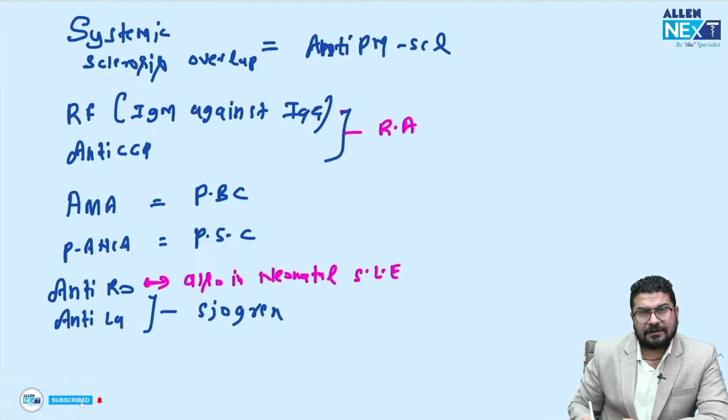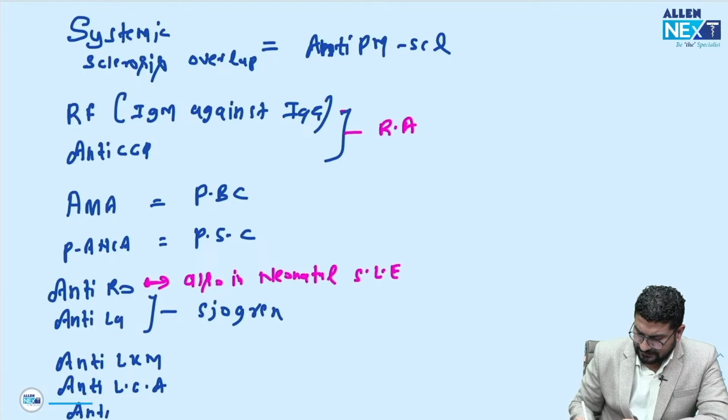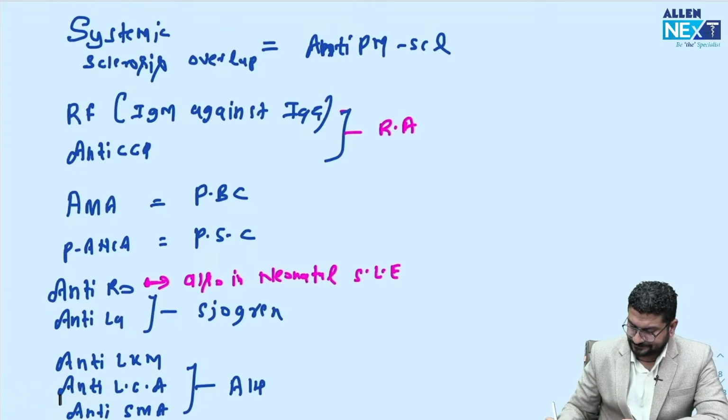Okay, if I talk about the liver, we have anti-LKM, anti-LC1, liver kidney microsomal and liver cytosolic antibody. Then we have anti-smooth muscle actin. These are antibodies that we see in autoimmune hepatitis.